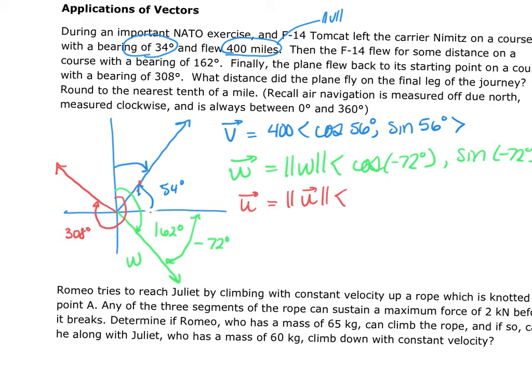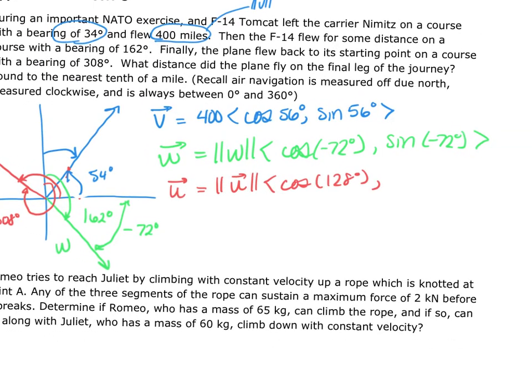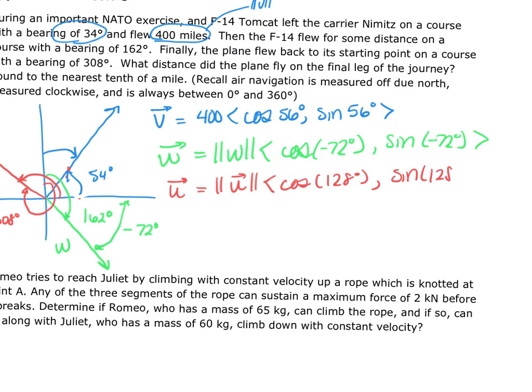And then I have to figure out what its angle is. And the way I'm going to do that is I need to figure out how far I've actually gone to the x-axis to that point. So if I take the 308 and I subtract off 180, that's going to give me 128. So that is 128 degrees. So I have the cosine of 128 degrees, comma, the sine of 128 degrees.